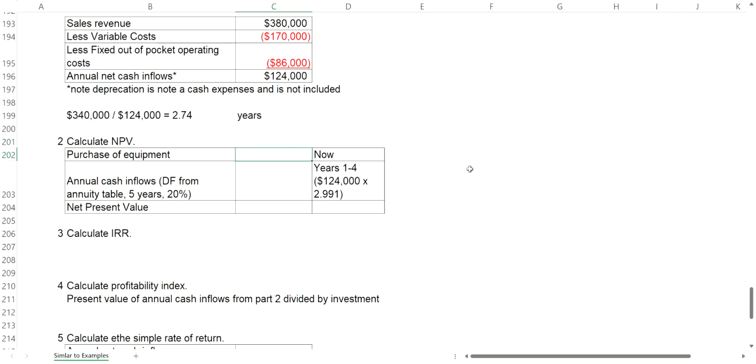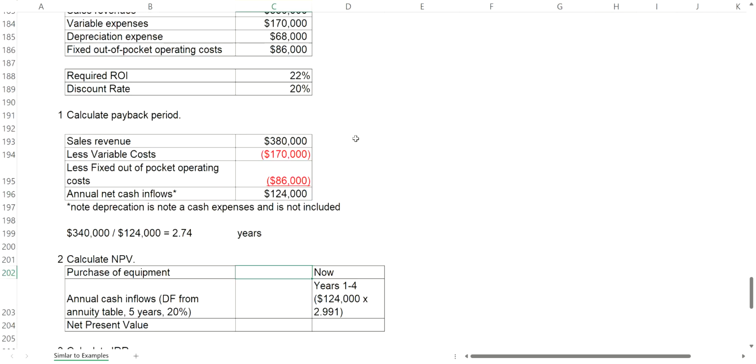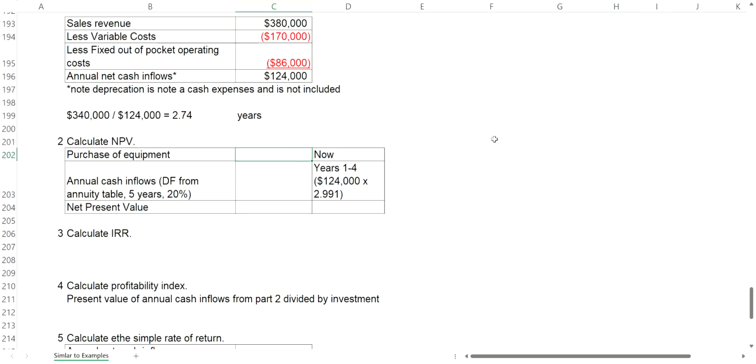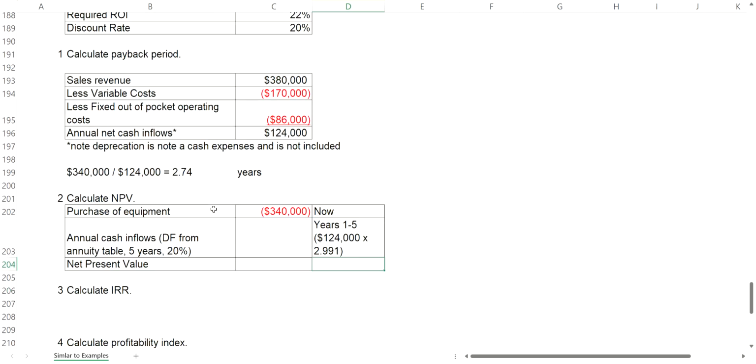Okay, part 2, let's take a look at net present value. Again, it's given to us the equipment is going to cost $340,000, so that will set us back $340,000 right now. Now remember in part 1, we came up with our annual cash inflows of $124,000 per year. That would be for years 1 through 5, because it's a 5-year life. So on the table, we want to look up 5 years, and we want to use the 20%. The 20% is the discount rate that they gave us.